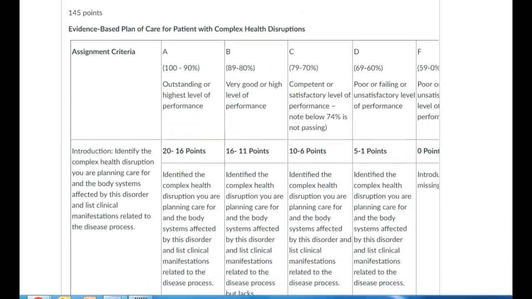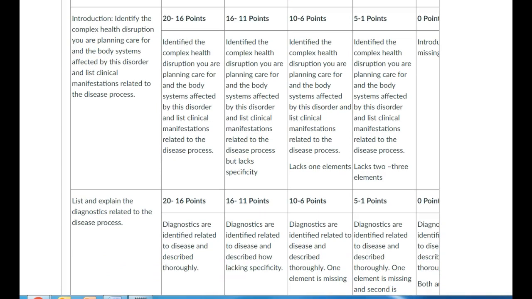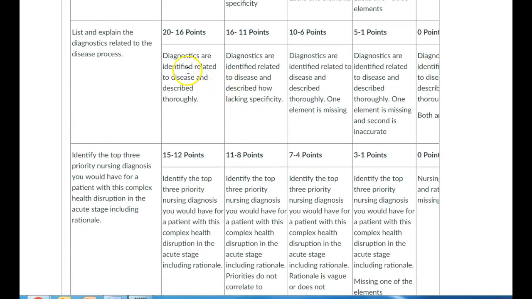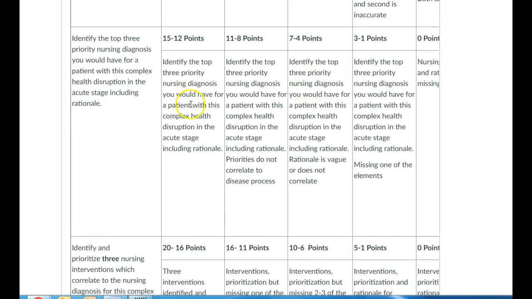So basically, you will get 20 points for these sections. And I always say, print out the rubric to make sure that you are doing everything that's listed in the rubric. So this one is telling you to identify the disease and list the clinical manifestations. This one is diagnostics are defined. They have to be relevant, and you need to describe and explain them, how they relate to the disease process. And this one, you're talking about your top 3 nursing diagnoses and why you chose those.